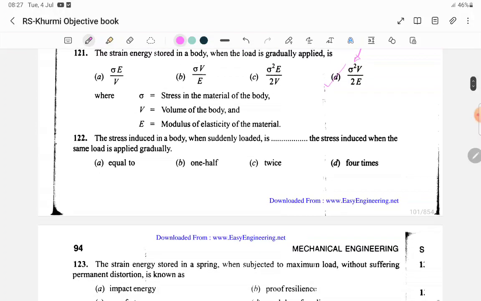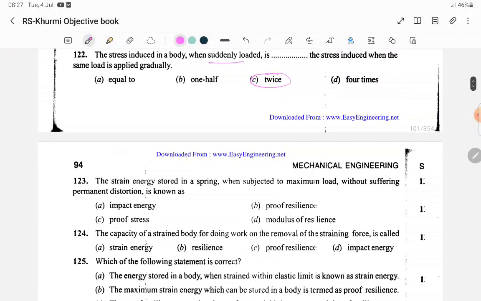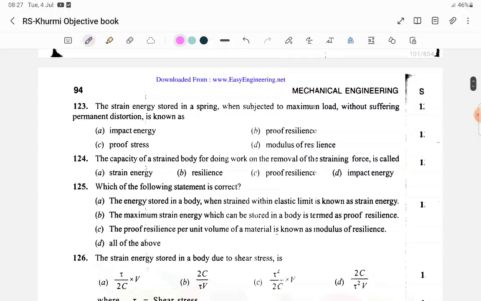The stress induced in the body when suddenly loaded is, stress is being asked now, twice the stress induced in the body when it is gradually applied. Just now we calculated. The strain energy stored in a spring when subjected to maximum load without suffering permanent deformation is known as, as you are correct, that is the proof resilience.